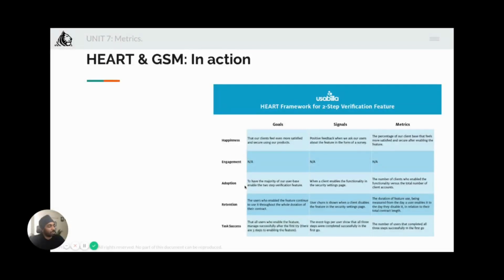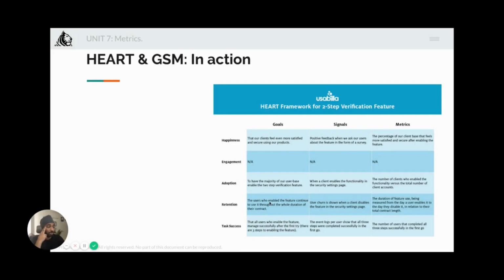Okay, adoption is to have the majority of the user base enable the two-step verification feature. Now, majority is a funny thing. Majority is 50.1% also, and majority is 99.9% also. I believe there should be a number that should be put. Signal is when a client enables functionality in the security settings page. If that happens, that's the signal that okay, it is getting adopted. The number of clients who enable the functionality versus the total number of client accounts, right? The ratio of people who have adopted the feature versus people who have not adopted it. That's the metric.